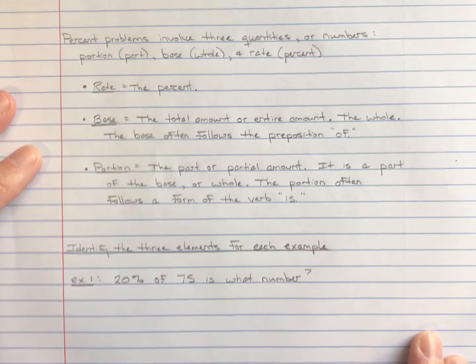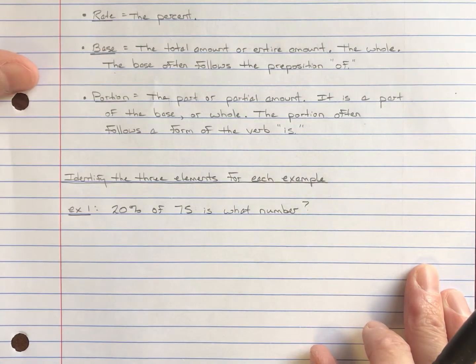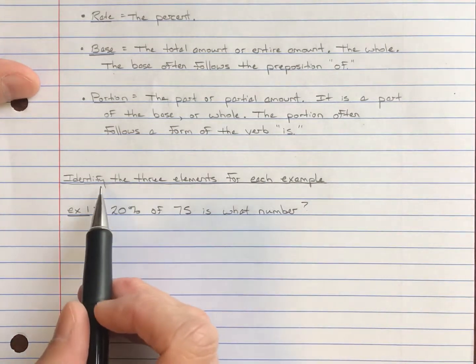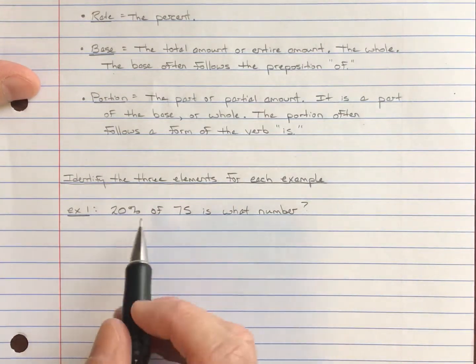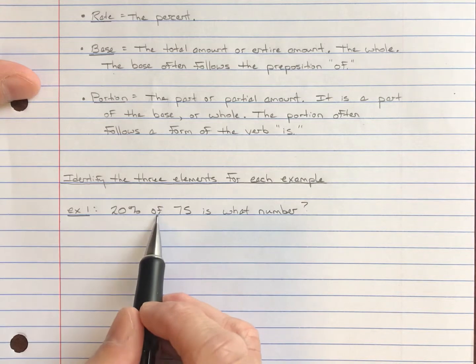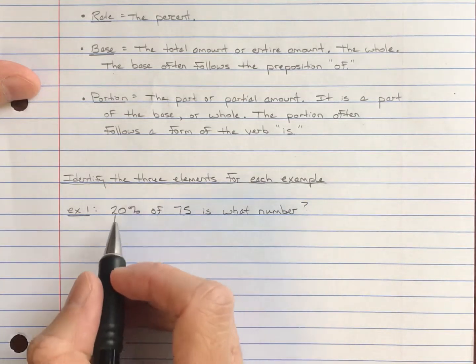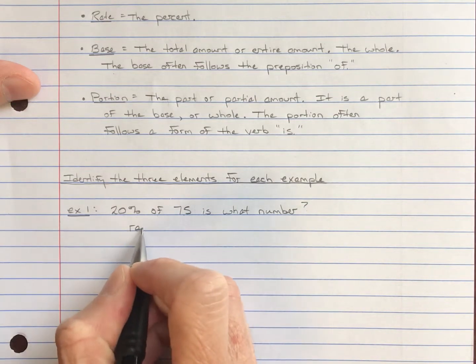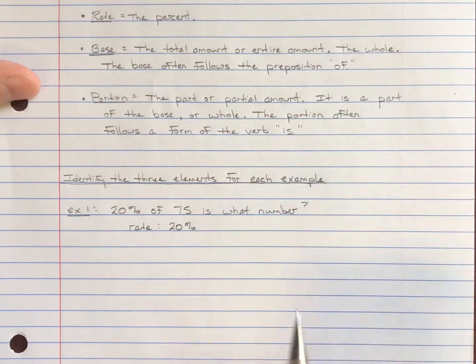So let's take a look at a few examples and identify these 3 quantities. Identify the 3 elements for each example. Example 1: 20% of 75 is what number? Well, we can look quickly and we see that 20 is our percent, so our rate is 20%. Our rate is our percent.